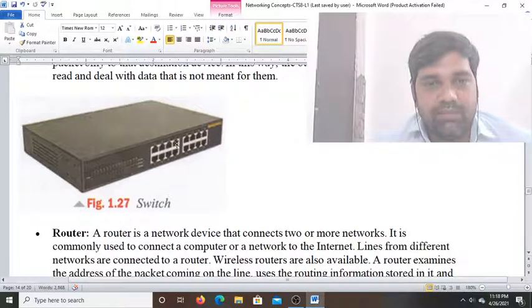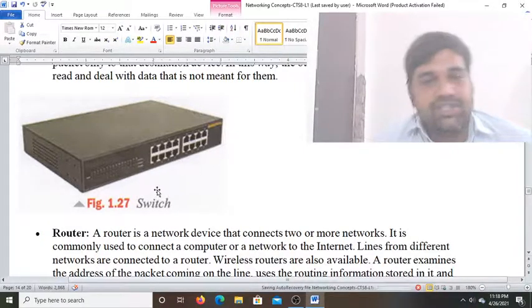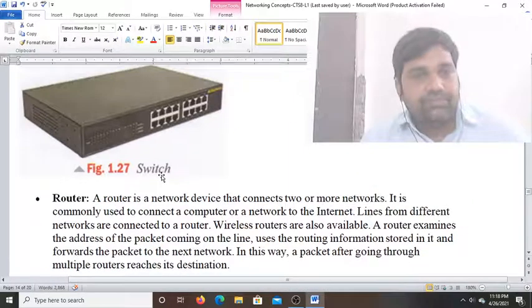This is the switch, and these are the many ports. You can see 8, 8, 16. This is a switch having 16 ports, means 16 computers can be connected with this switch.